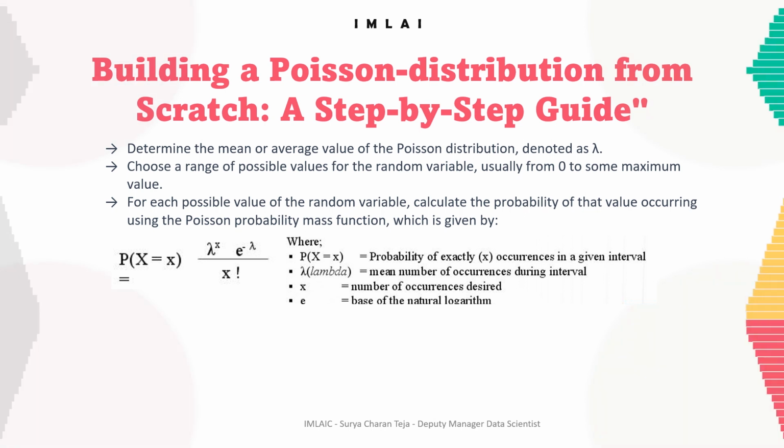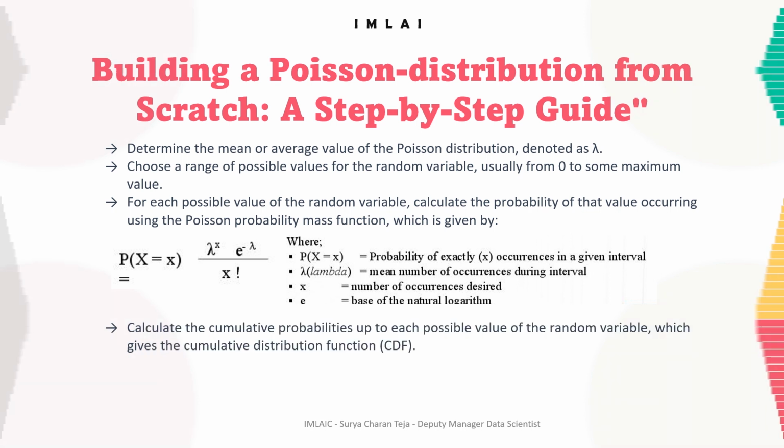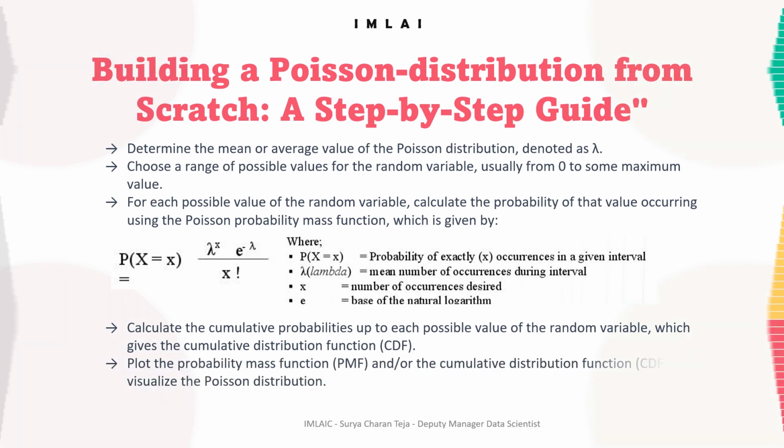Then we calculate the cumulative probabilities up to each possible value of the random variable, which gives the cumulative distribution function. So one is the mass function and the other one is the cumulative distribution function, CDF. Once that is done, we can plot the probability mass function, that's PMF, and also the cumulative distribution function CDF to visualize the Poisson distribution. Now let's take one example and illustrate this.